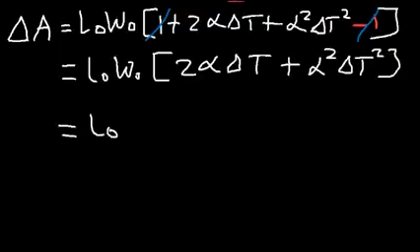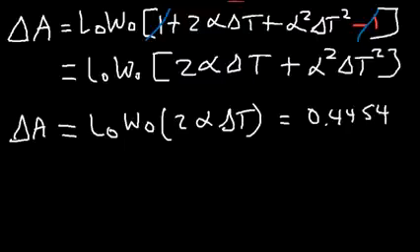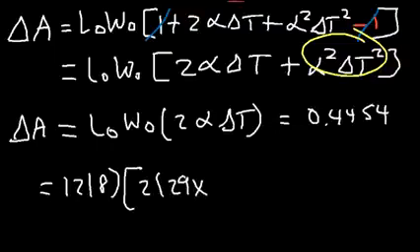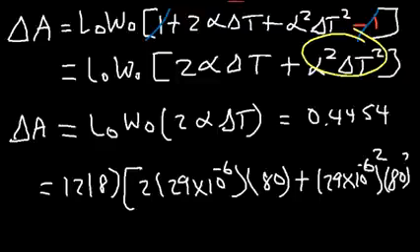So when we use the equation L0 W0 times 2 alpha delta T, we got an answer that was like 0.4454 for the change in area. Let's see what will happen if we kept this term. So it's going to be 12 times 8, and then 2 times 29 times 10 to the minus 6, the change in temperature was 80, plus 29 times 10 to the minus 6 squared times 80 squared.